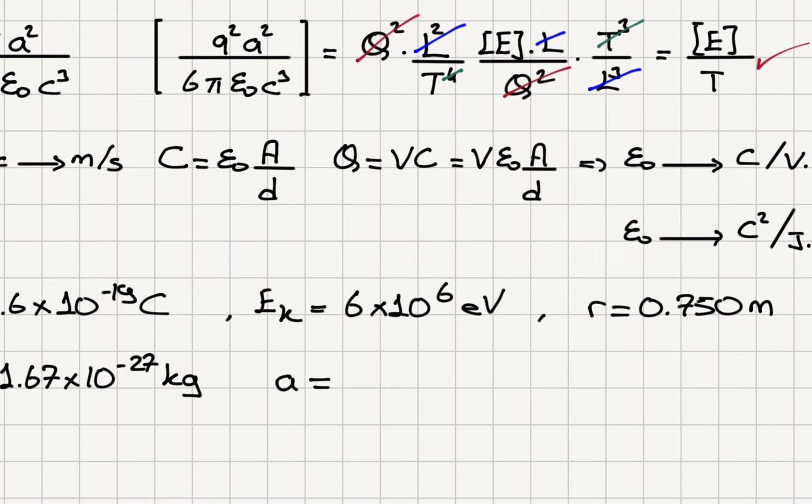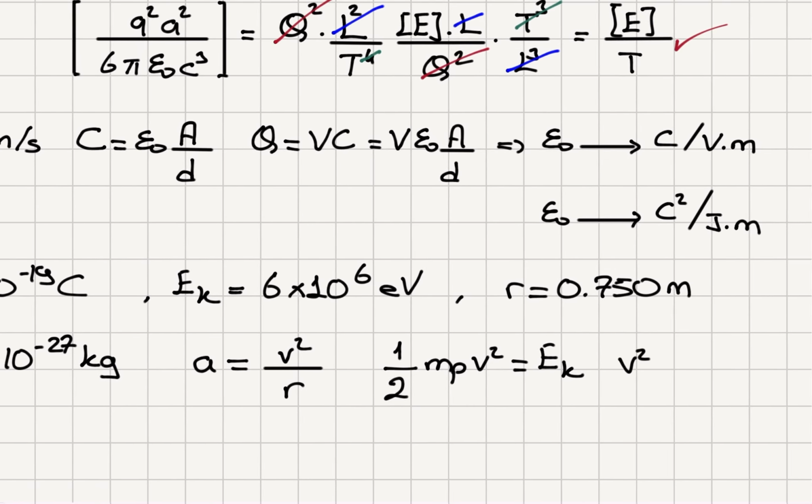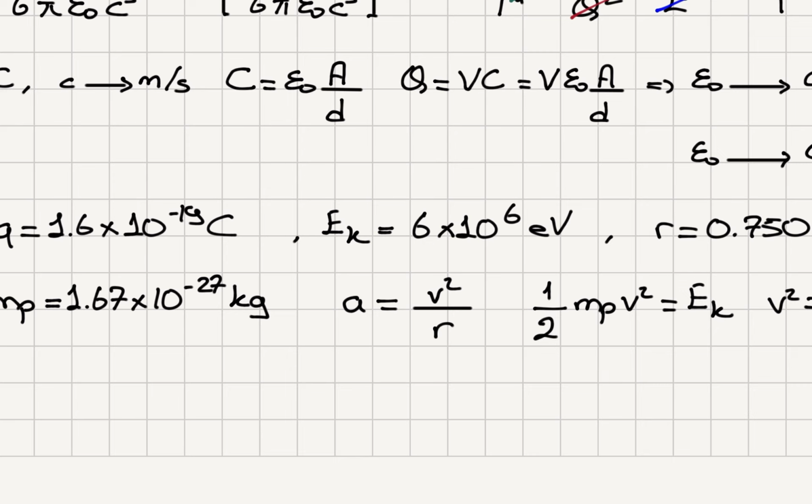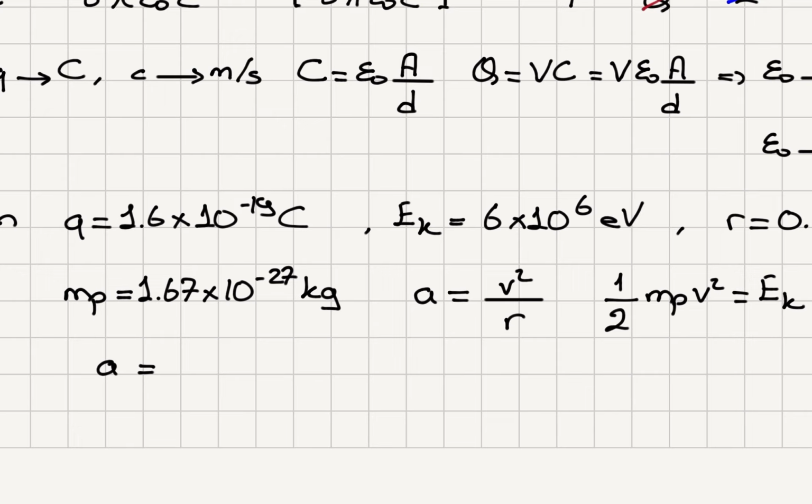Now it's performing circular motion. That means its acceleration is centripetal acceleration, which is v squared over r, speed squared divided by the radius, and 1 over 2 mass of the proton v squared is its kinetic energy, Ek. So this tells us that v squared is twice its kinetic energy divided by the mass of the proton. Okay, so for the acceleration here, I can substitute this for v squared. I will obtain acceleration is equal to twice the kinetic energy divided by mass of the proton times the radius of the orbit.